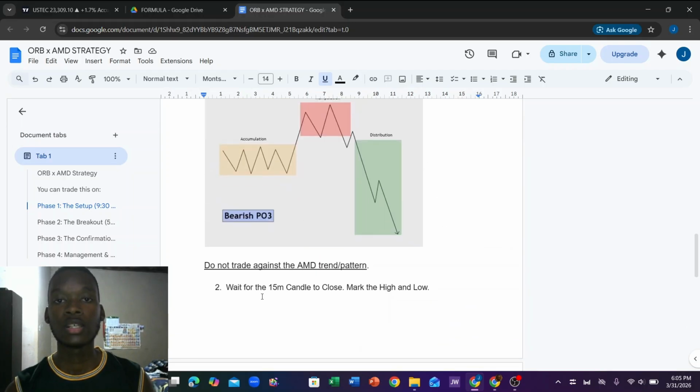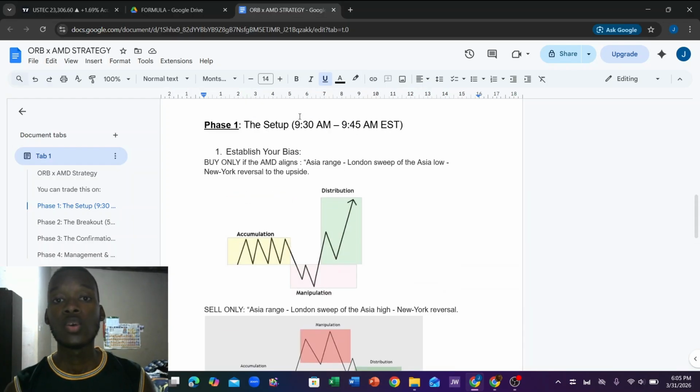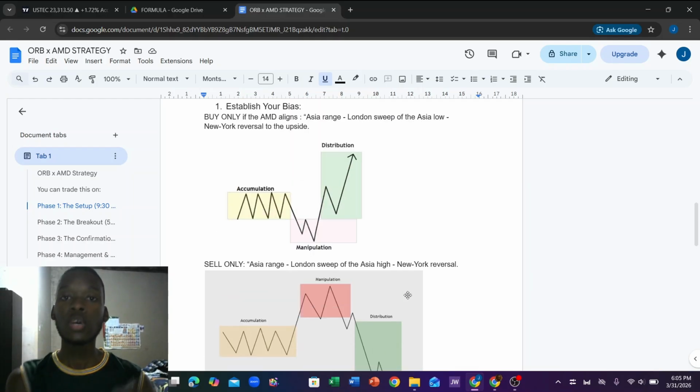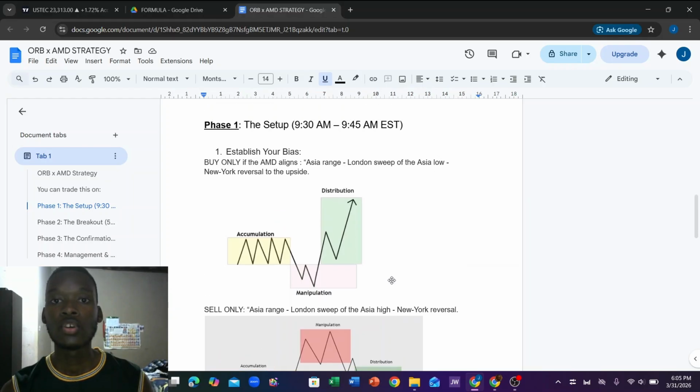Number 2 on phase 1, you're going to wait for the 15-minute candle to close, mark the high and the low. Remember, the time is 9:30 Eastern Standard Time, and the time in South Africa is going to be 3:30. So on the 15-minute time frame, the 9:30 to 9:45 candle, you're going to mark the high and the low.